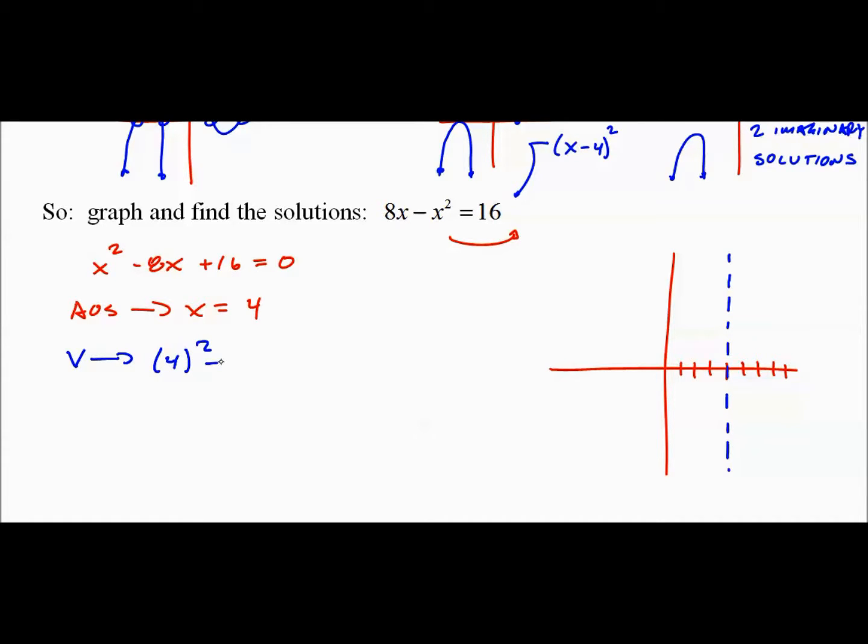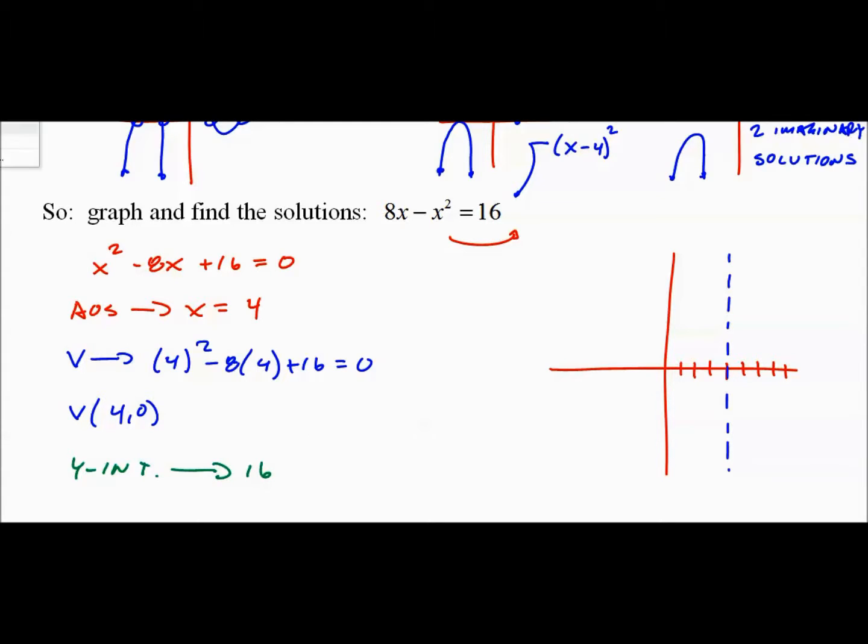4 squared minus 8 times 4. Remember, I'm just graphing now. I'm not trying to solve it. And that actually equals 0, which is very strange. So the vertex is at 4, 0. The y-intercept is 16.